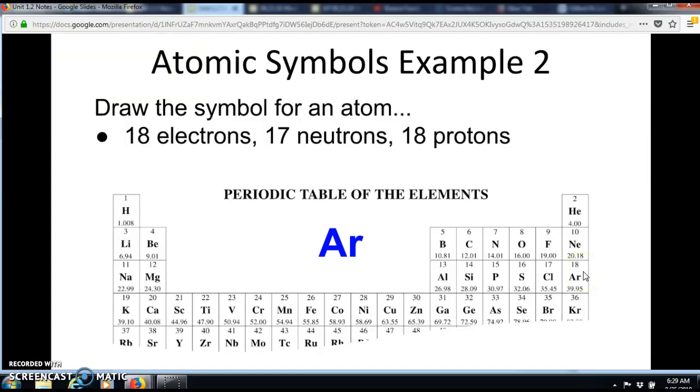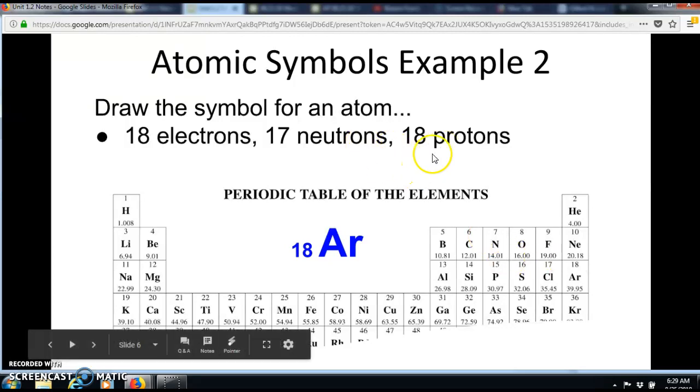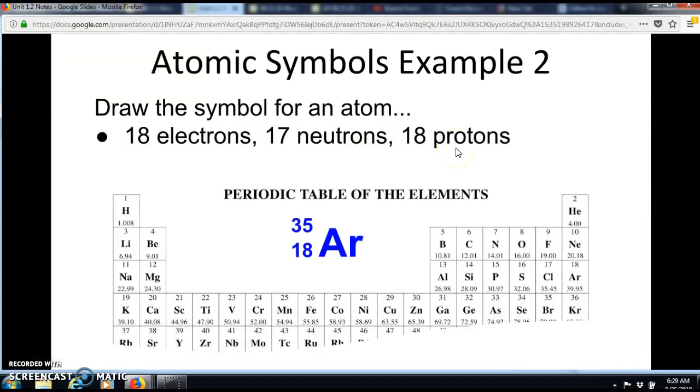And then we can go ahead and put in our atomic number, the lower left. For the mass number, which is in the upper left, we have to add the neutrons and protons together, which will give us 35. And the charge will be protons minus electrons. Since the protons and electrons are the same amount, the charge is 0, so we can just leave it blank.